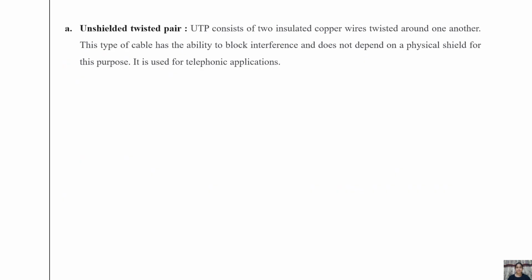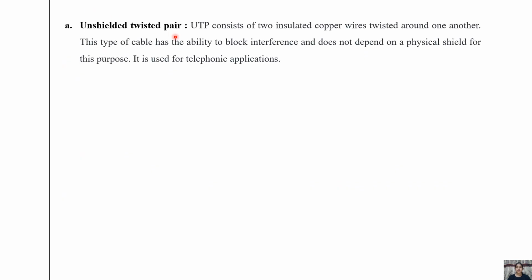The first one is unshielded twisted pair. UTP consists of two insulated copper wires twisted around one another. This type of cable has the ability to block interference and does not depend on a physical shield for this purpose. It is used for telephonic applications. This is the diagrammatic representation of unshielded twisted pair, where two wires are twisted around each other.